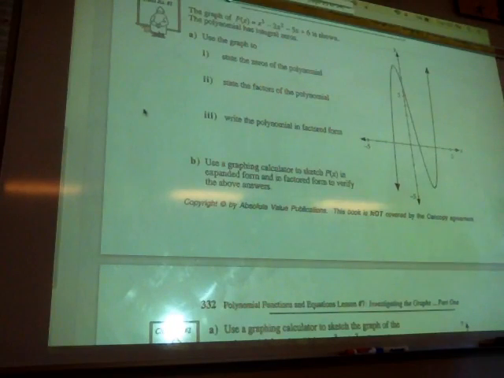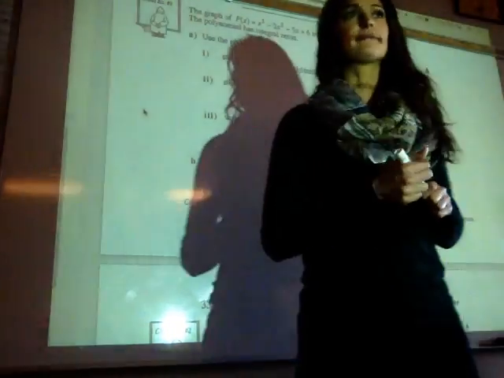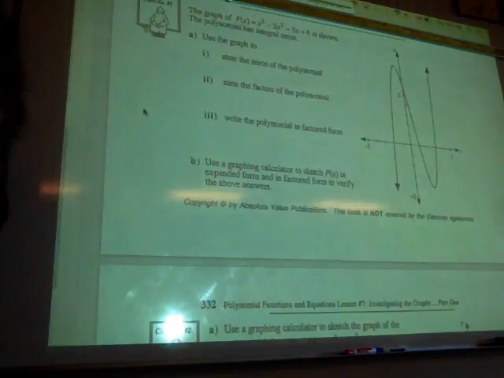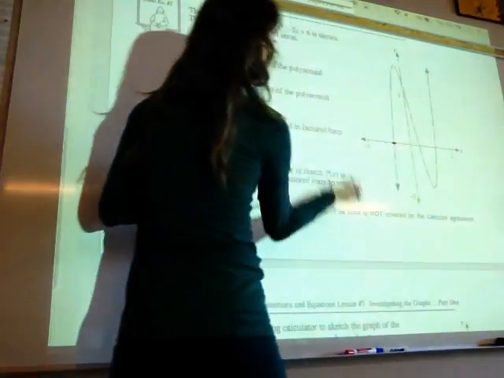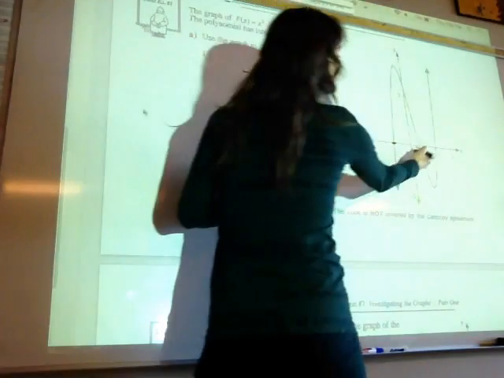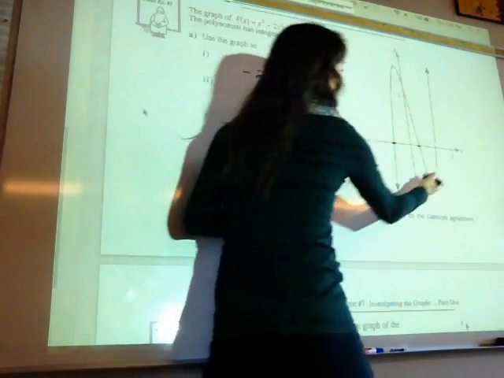Looking at this graph, let's first find the x-intercepts just by looking at it. Where does this polynomial cross the x-axis? Negative 2, positive 1, and positive 3.